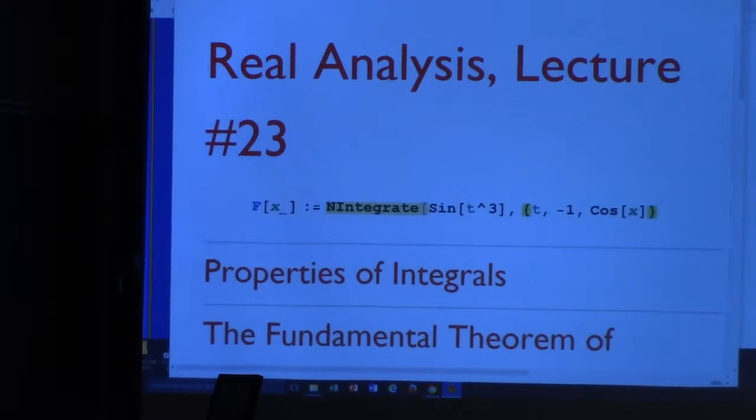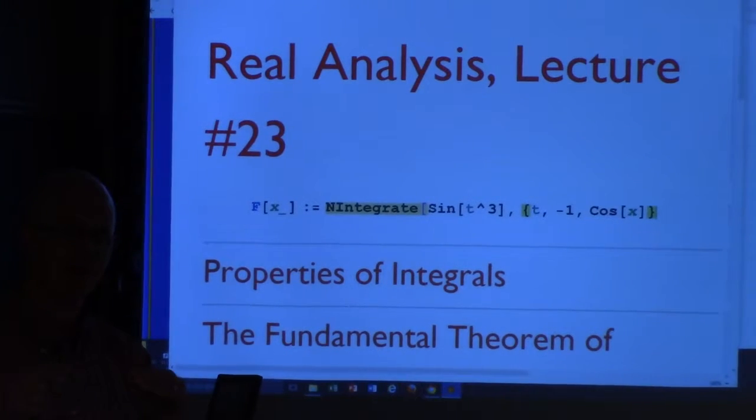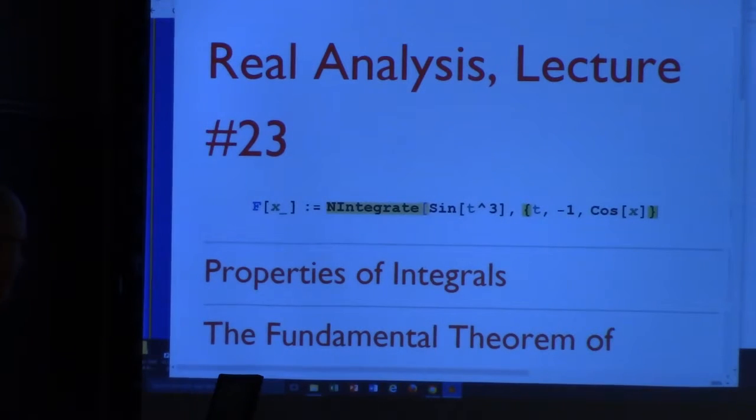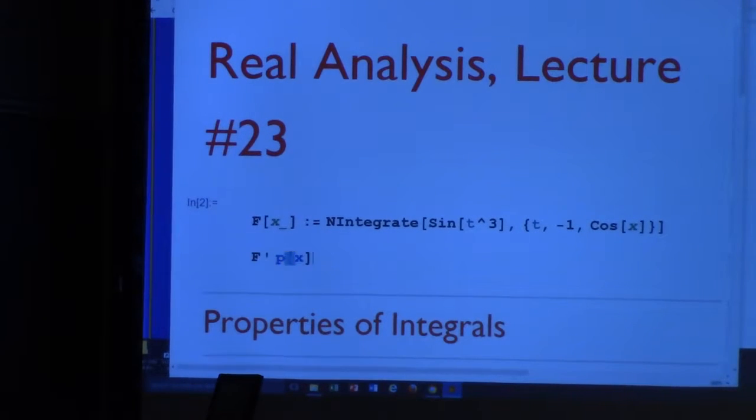Although it does affect what antiderivative you get out of this. By starting at -1, I'm guaranteeing that my antiderivative is going to have an x-intercept at -1. So let's see. Mathematica probably won't know how to differentiate that since I'm doing numerical integration. But let me go ahead and type the answer for the derivative. Negative sine of x times sine of cosine of x quantity cubed. That should be the derivative.